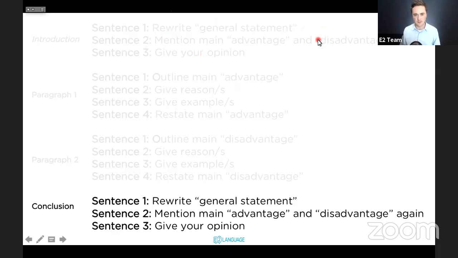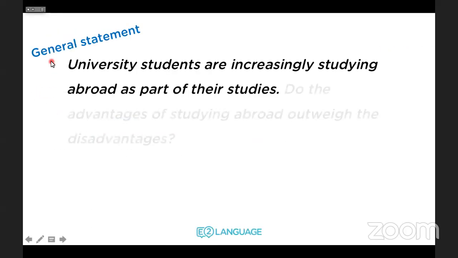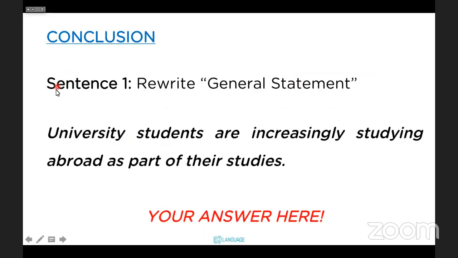I just got a couple of questions here. Nope, all good. Let's have a look at this introduction. Rewrite the general statement. Here's the general statement. University students are increasingly studying abroad as part of their studies. Write this in a different way and in a different way to your introduction.